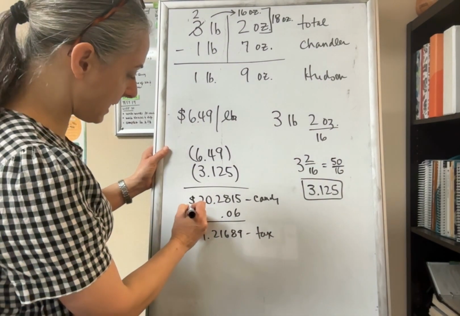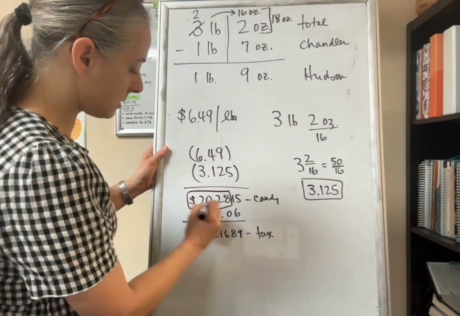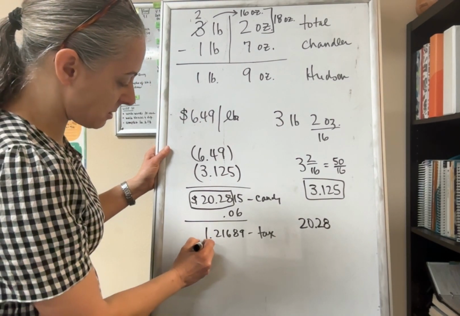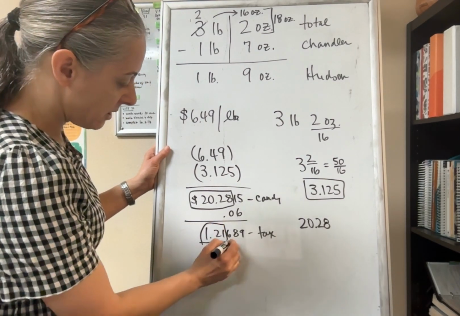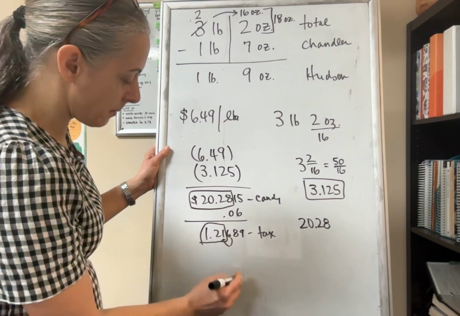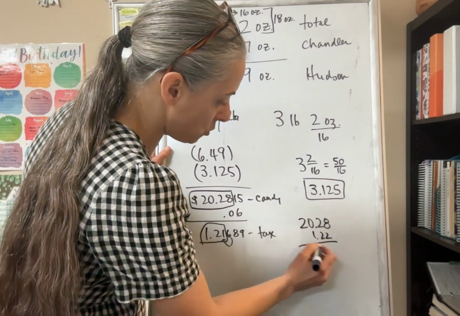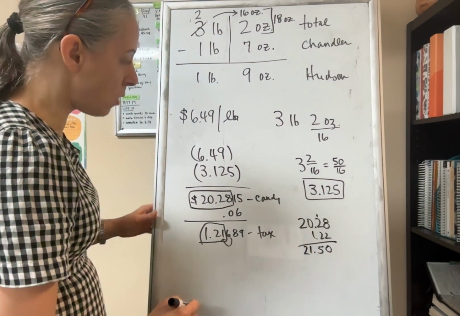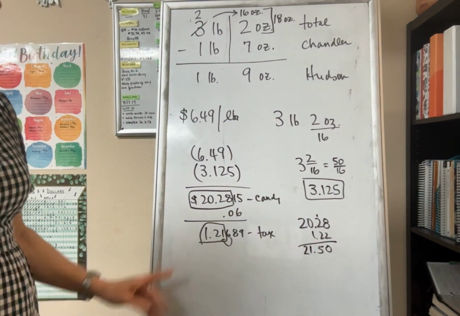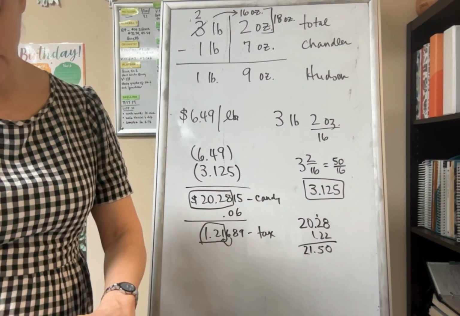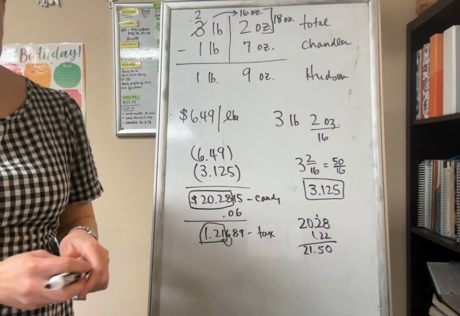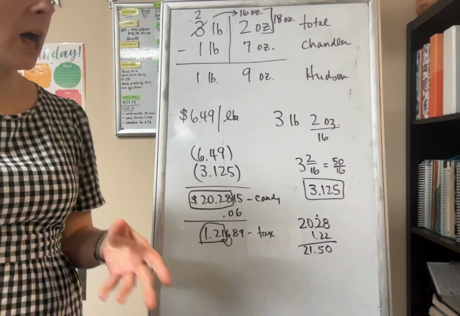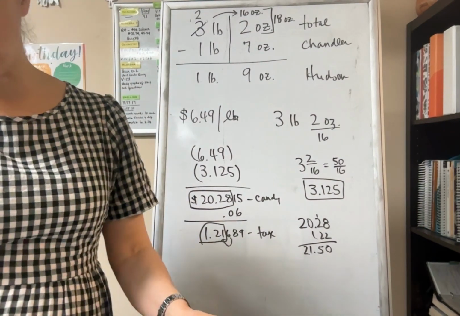So I'm going to round my candy to dollars and cents. 20.28, and I'm going to round my sales tax to dollars and cents. This 6 here is going to bump me up to 1.22. And I've got $21.50 for these 3 pounds of candy. $21.50. Now there's a skill check at the bottom of the page that gives you an opportunity to practice another real world problem if you'd like to do that.